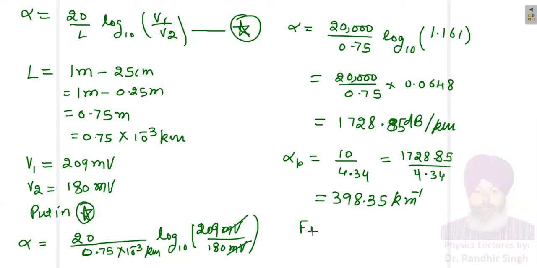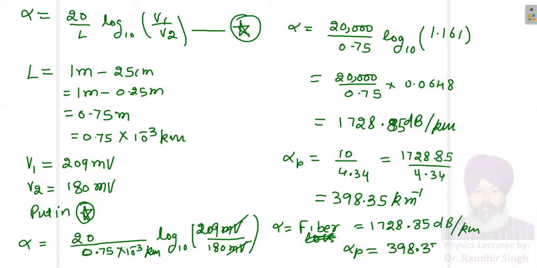So the fiber loss for the given fiber is actually 1728.85 decibel per kilometer, and the attenuation coefficient alpha p is 398.35 kilometer inverse. So please remember that the fiber I have used in this experiment, which is available in our laboratory, is a plastic fiber and it is not a commercial grade fiber. It is only for educational purpose.